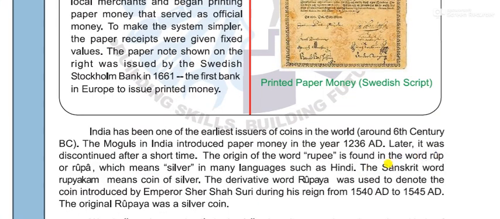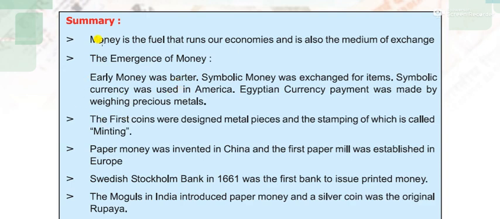The origin of the word rupee is found in the word rupa, which means silver in many languages such as Hindi. It means this word rupee has been taken from rupa. The Sanskrit word rupayakam means coin of silver. The derivative word rupaya was used to denote the coin introduced by Emperor Sher Shah Suri during his reign from 1540 AD to 1545 AD. The original rupaya was a silver coin. Okay, this is the history of money in India.